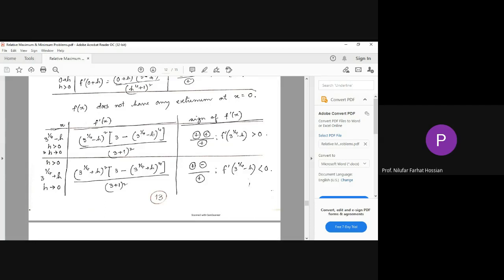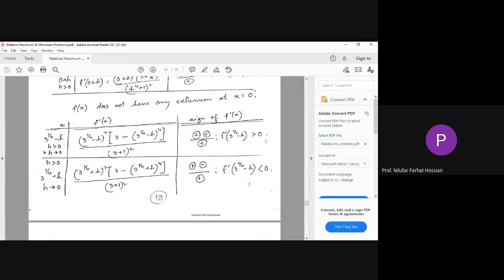Because if there is no h here, after taking the power 4, it would be 3. So 3 minus 3 would be 0. But you are subtracting something positive from this, so it will be less than 3. So this part will be a positive number: 3 minus something which is less than 3, so it is a positive number. So the lower part is a whole square. So ultimately all the things are positive.